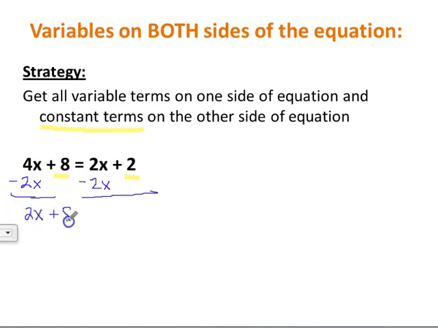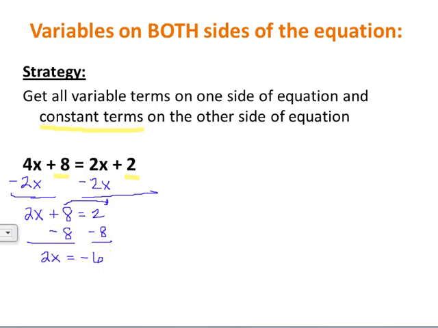I still have this 8 hanging out on the left side of the equation, and now I've only got 2x on the left side. So my strategy was get all your constant terms on one side and all your variables on the other. So looks like I need to move this 8 to the other side of the equation. And I'm going to do that by doing the opposite of what's being done to it. I'm going to subtract it from both sides. When I subtract 8 from both sides, I'm left with 2x on the left side. Now I'm going to combine my constants. 2 minus 8 is negative 6. And now I've got 2x equals negative 6.